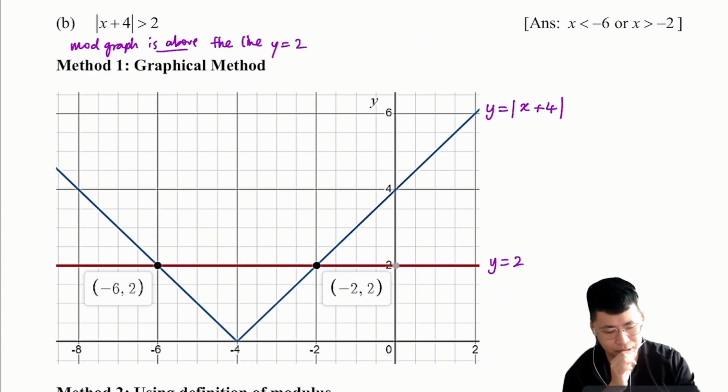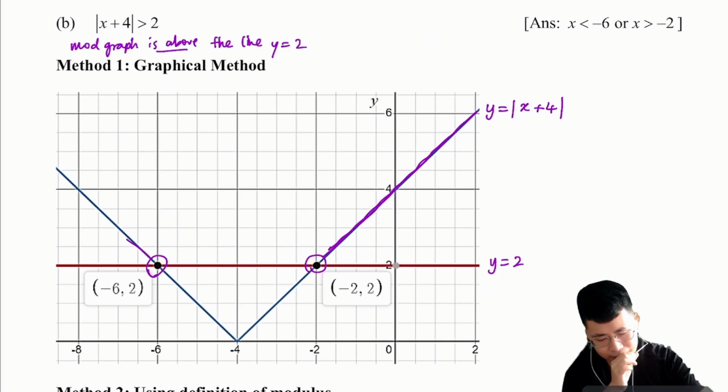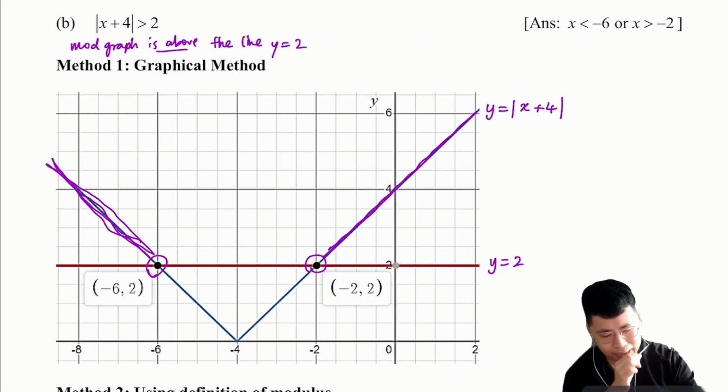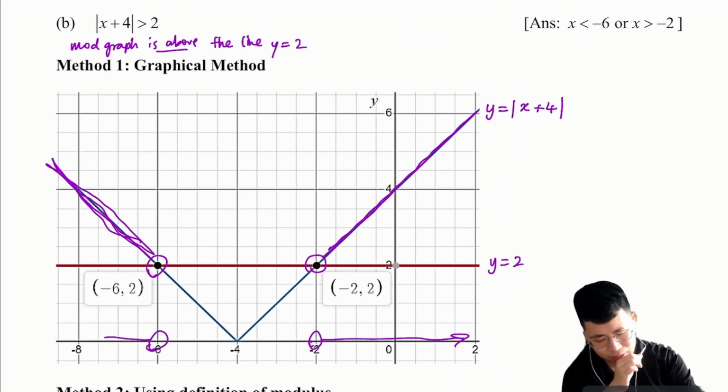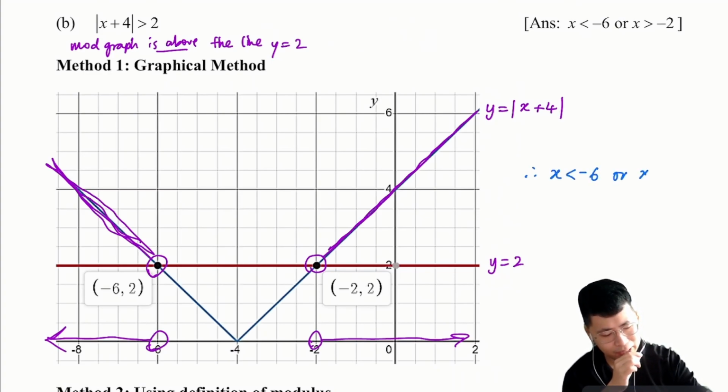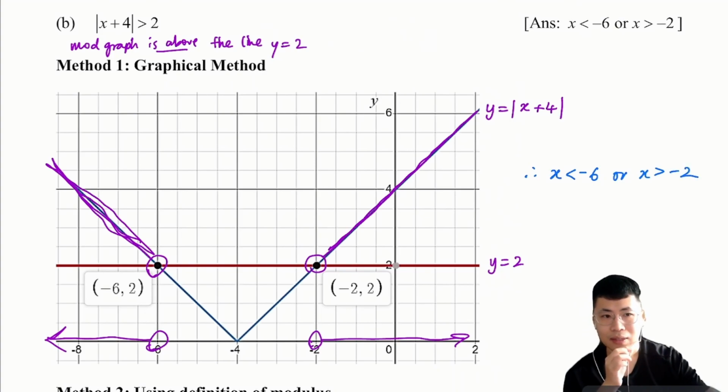Right? So which regions are these? This is in this region over here, and we are looking at this region over here. So the corresponding x values would be from here onwards and above, and here before. Okay? So therefore, the answer will be x less than negative 6 or x strictly more than negative 2.